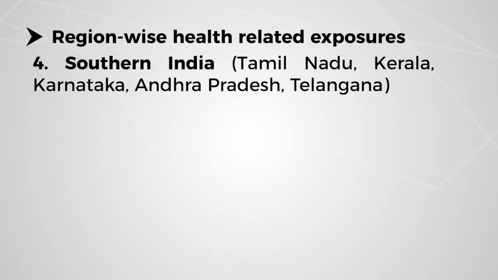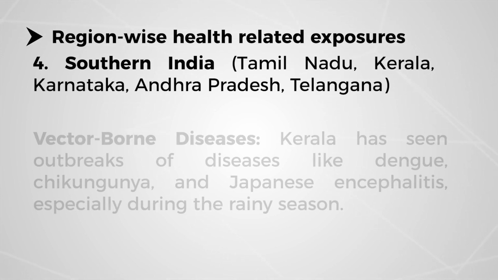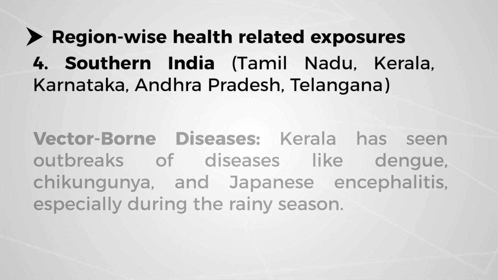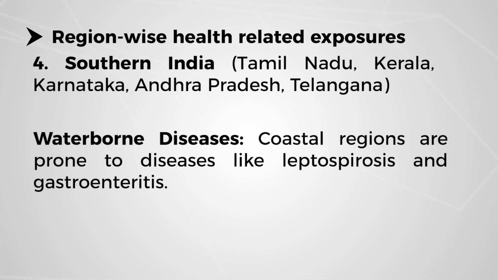Another one is southern India. What are the vulnerability assessments or risk factors in Tamil Nadu, Kerala, Karnataka, Andhra Pradesh and Telangana? The common health issues in these states are vector-borne disease. Take the example of Kerala. Kerala has seen outbreaks of disease like dengue, chikungunya and Japanese encephalitis, especially during the rainy seasons. Then we have waterborne disease. Coastal regions are prone to disease like leptospirosis and also gastrointestinal disease.